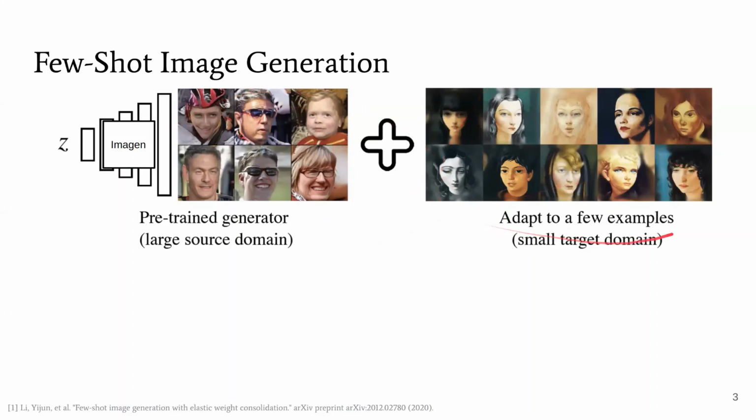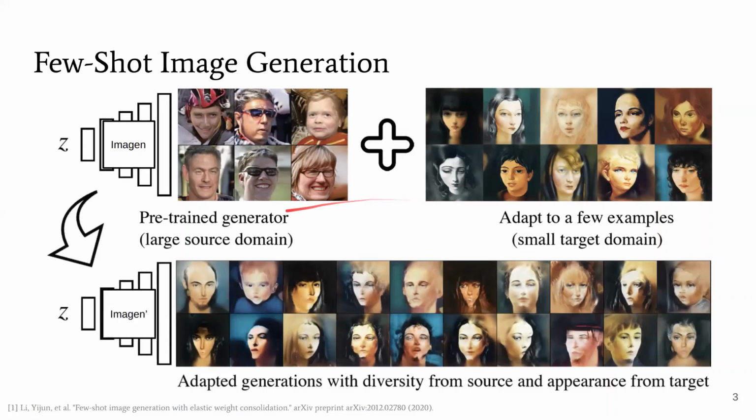This is not representative of a full data set. This is only 10 images. We're giving it few images to learn from. And the goal is to learn a new model that is able to produce these original source images, but adapting the style from this few-shot target domain. So this is just the general idea.